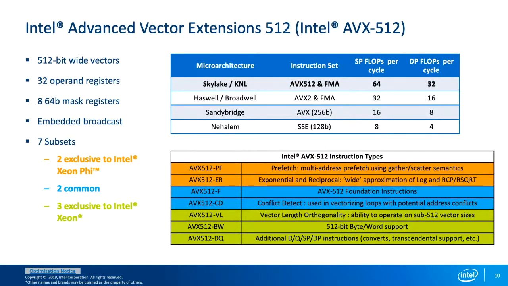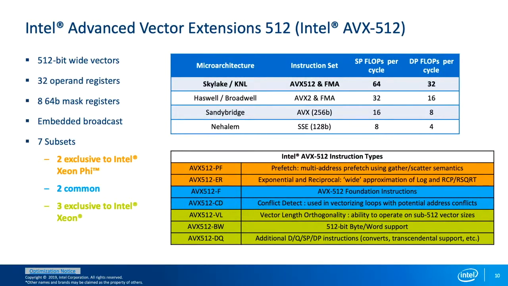AVX512 is not a monolithic ISA. It is divided in 7 subsets, 2 of which are common to Skylake and Knights Landing, and that actually contain the vast majority of the instructions, right? So you could just compile against that, and you could run on a Skylake processor, on a Cascade Lake processor, on a Knights Landing processor, and your execution will work just fine, and you will be making use of most of the AVX512 advantages.